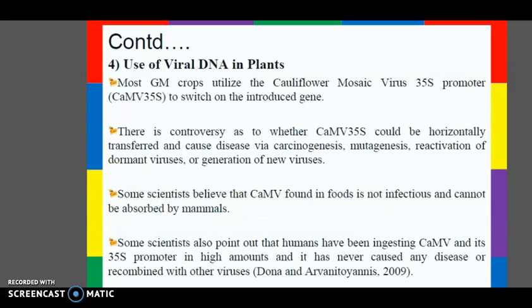The next concern is the use of viral DNA in plants. Most GM crops utilize the cauliflower mosaic virus 35S promoter to switch on the introduced gene. And there's a controversy as to whether the CMV35S would be horizontally transferred and cause disease via carcinogenesis, mutagenesis, reactivation of dormant viruses, or generation of new viruses.